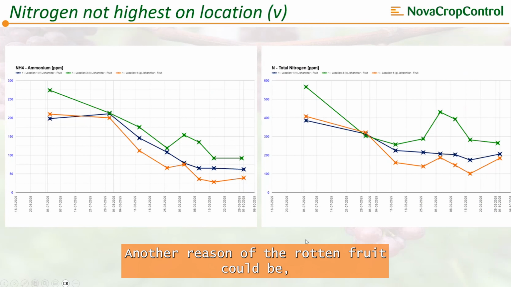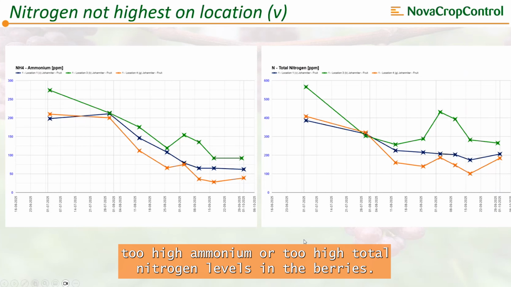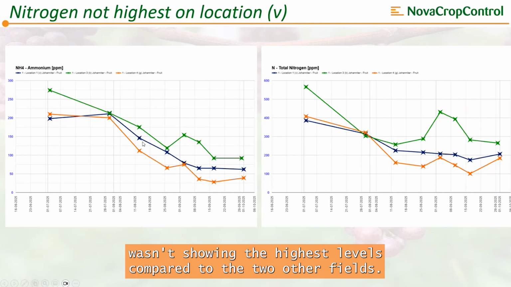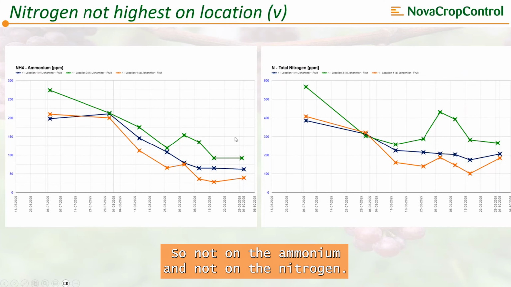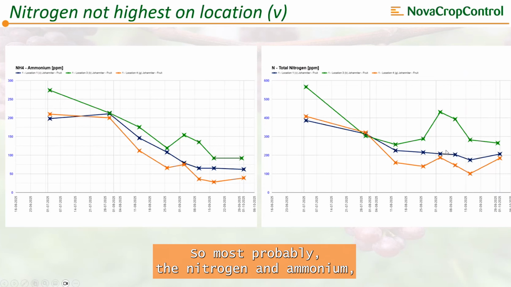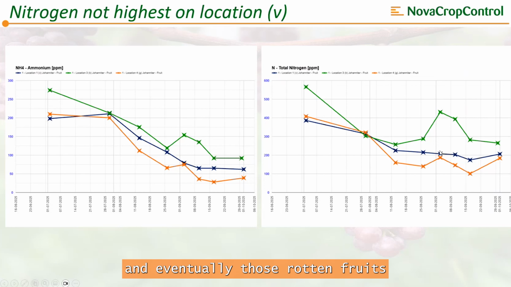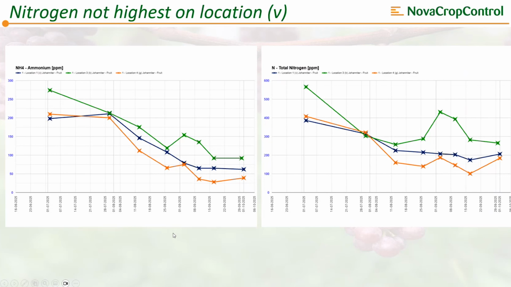Now, another reason for the rotten fruits could be too high ammonium or too high total nitrogen levels in the berries, so in the fruits. But as you see over here, the blue line wasn't showing the highest levels compared to the two other fields. So not on the ammonium and not on the nitrogen. So most probably the nitrogen and ammonium didn't have an effect on those cracked fruits and eventually those rotten fruits.